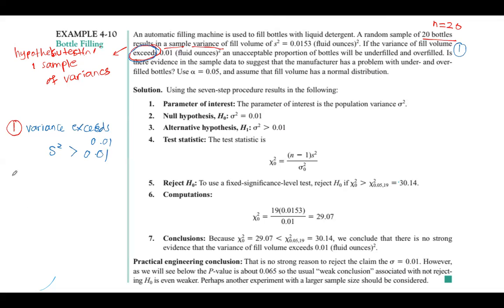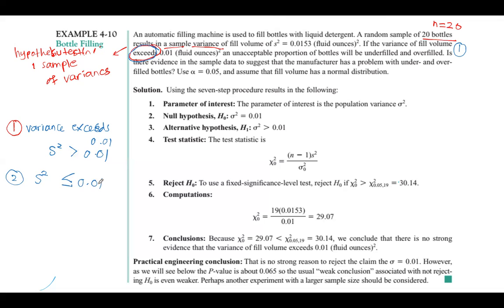Okay, and then we have to check another claim from here. So is there evidence in the sample data to suggest the manufacturer had a problem with under and overfilled bottles? So there's no really exact claim over here, but the alternative hypothesis is more than. So the other one should be S square should be more than, so it should be less than or equal. So the complementary of this one.